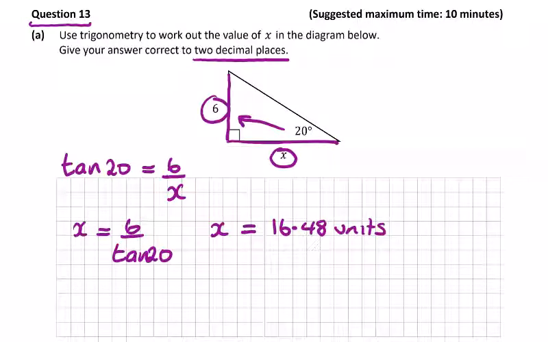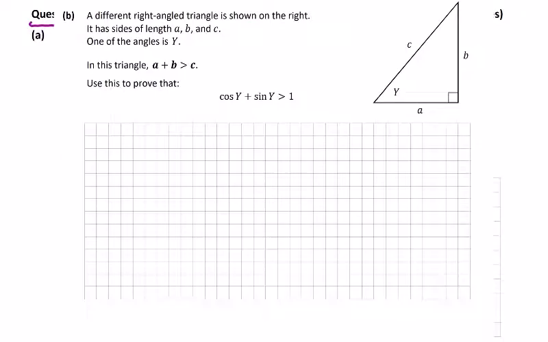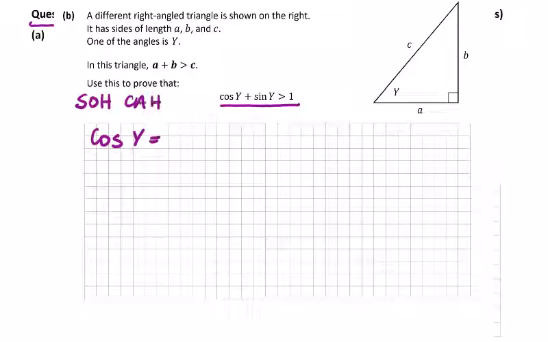That's part A. Part B was another kind of slimy proof that they threw into this year. Let's have a look at it. You're given a different right angle triangle, and you're asked to prove cos y plus sin y is greater than 1. Now, what can we say here? Let's look at cos y. What is the cos of y? Cos of y is equal to a over h, using your SOHCAHTOA rules, if you want to write it down.